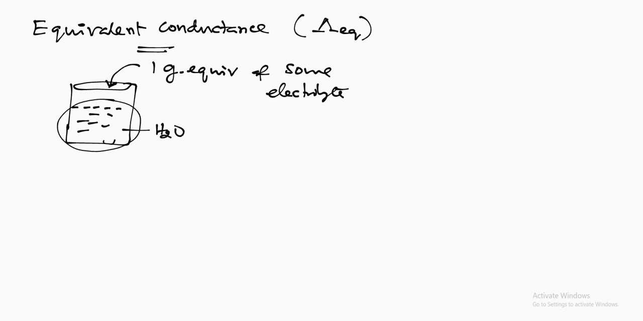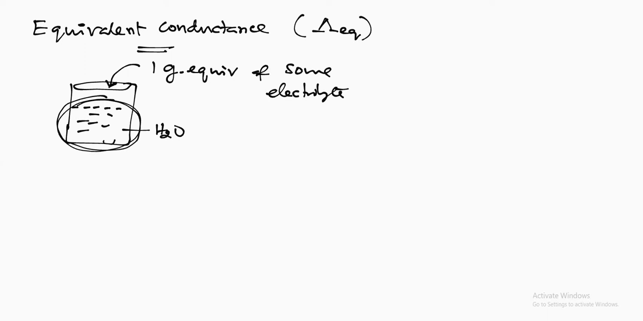So you take some amount of water. You need not worry about whether we should take 100 ml water, 200 ml water, or 1 liter water. That is not important. You take any volume of water, add 1 gram equivalent of some electrolyte, then the total conductance of that solution is nothing but equivalent conductance.